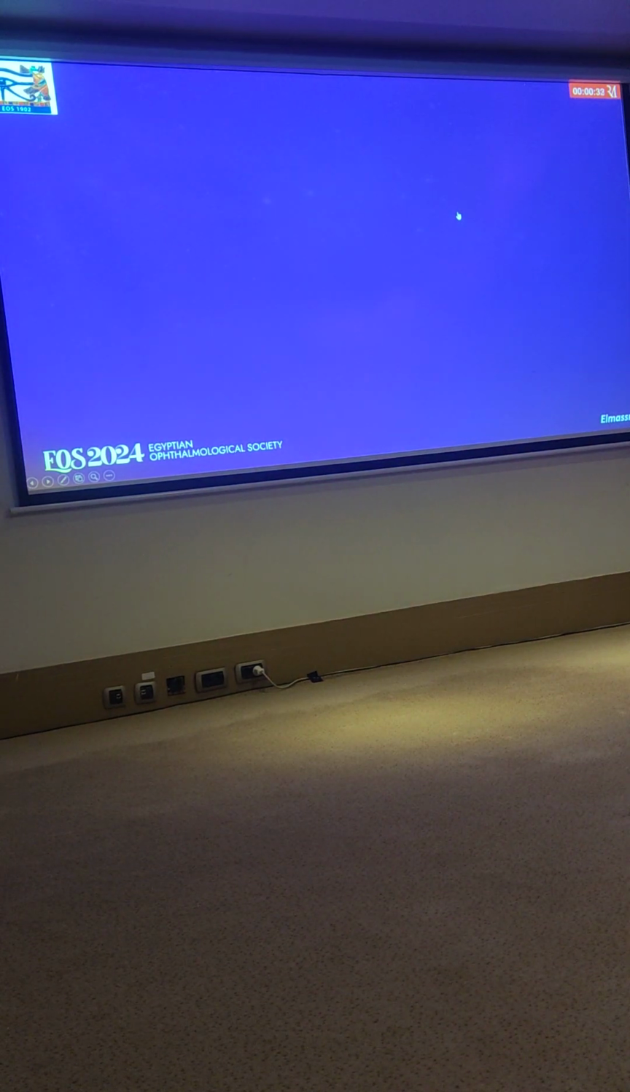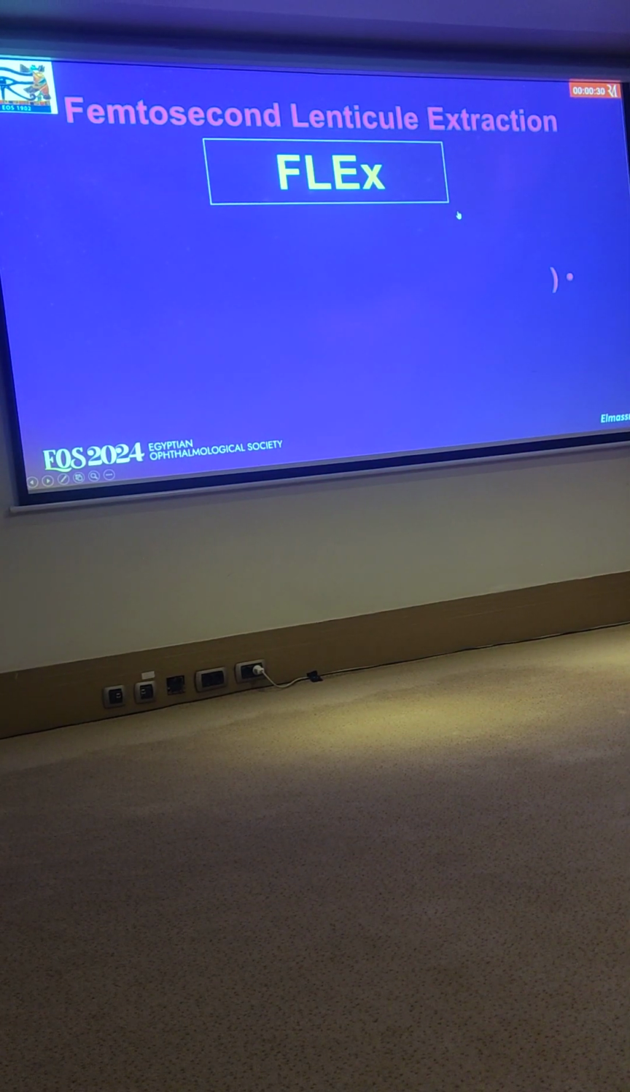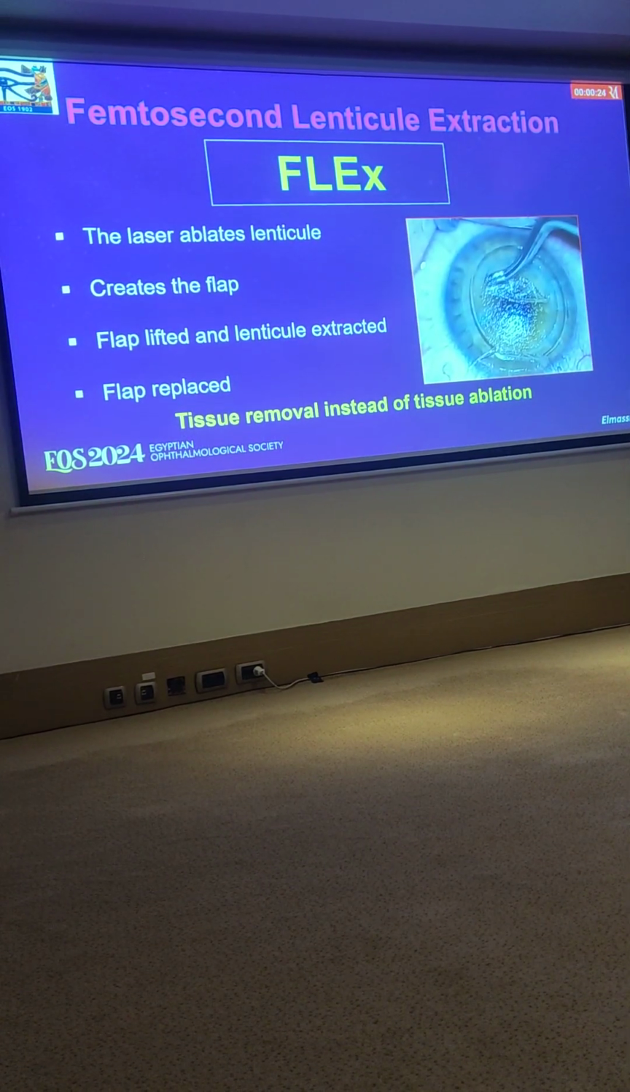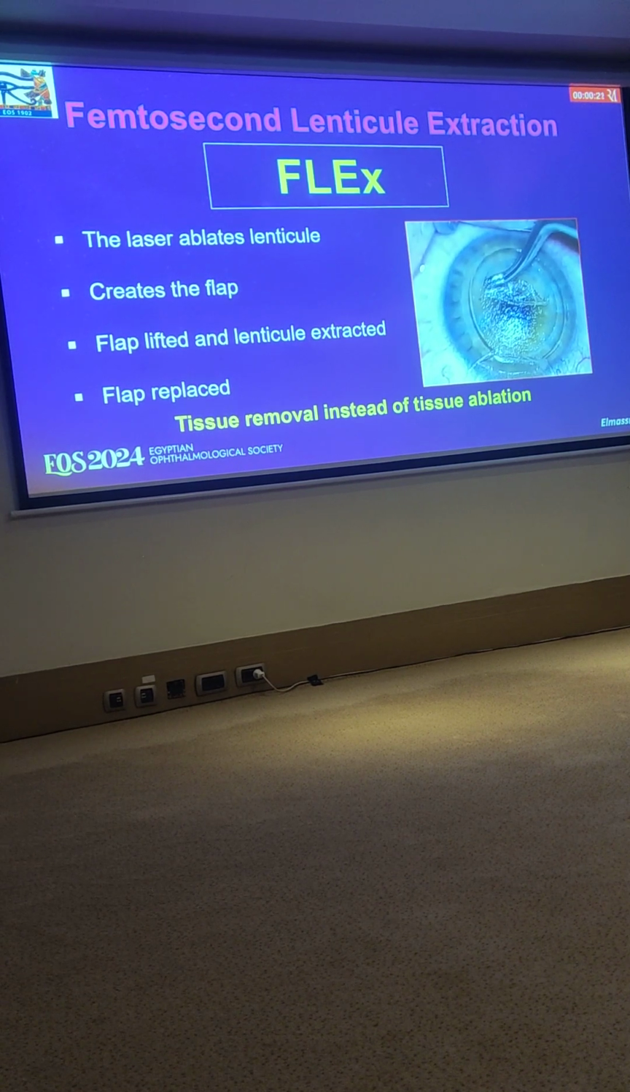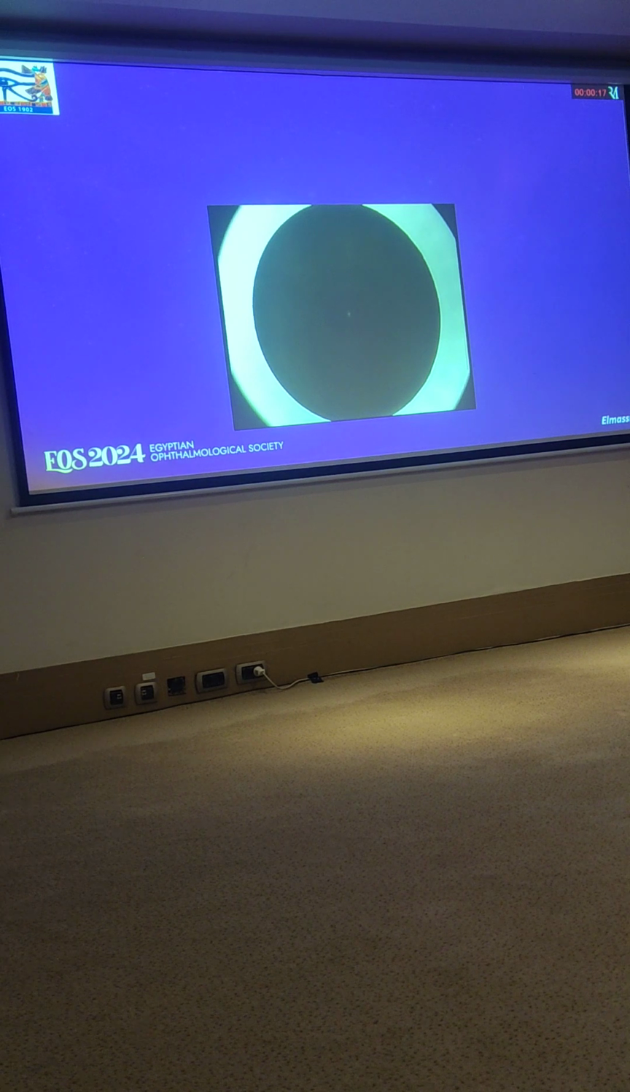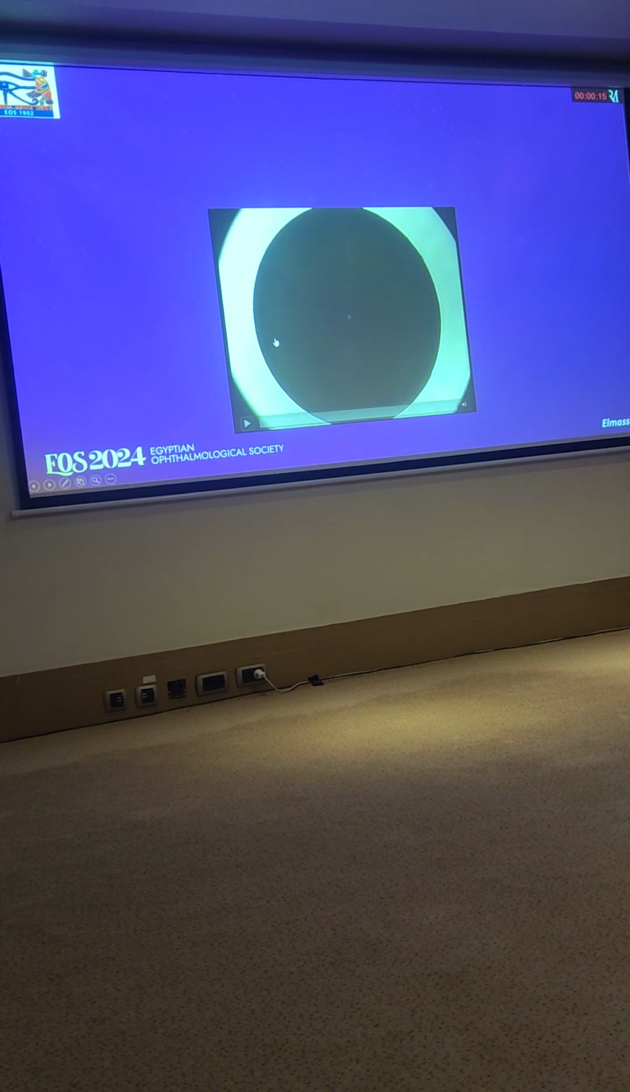Let's go to what came next, which is the FLEX. Now, nobody is doing FLEX now, but the idea came that as long as you are removing a flap, we can do a lenticule and then remove the lenticule with the same idea. And this is the start of the FLEX.